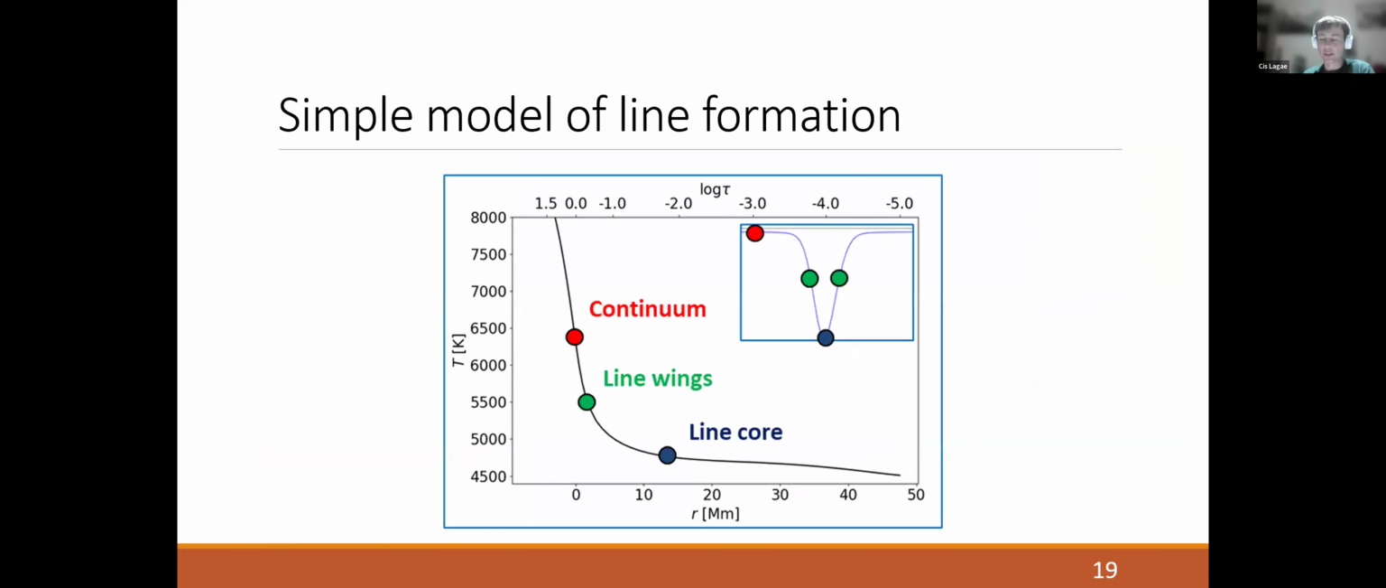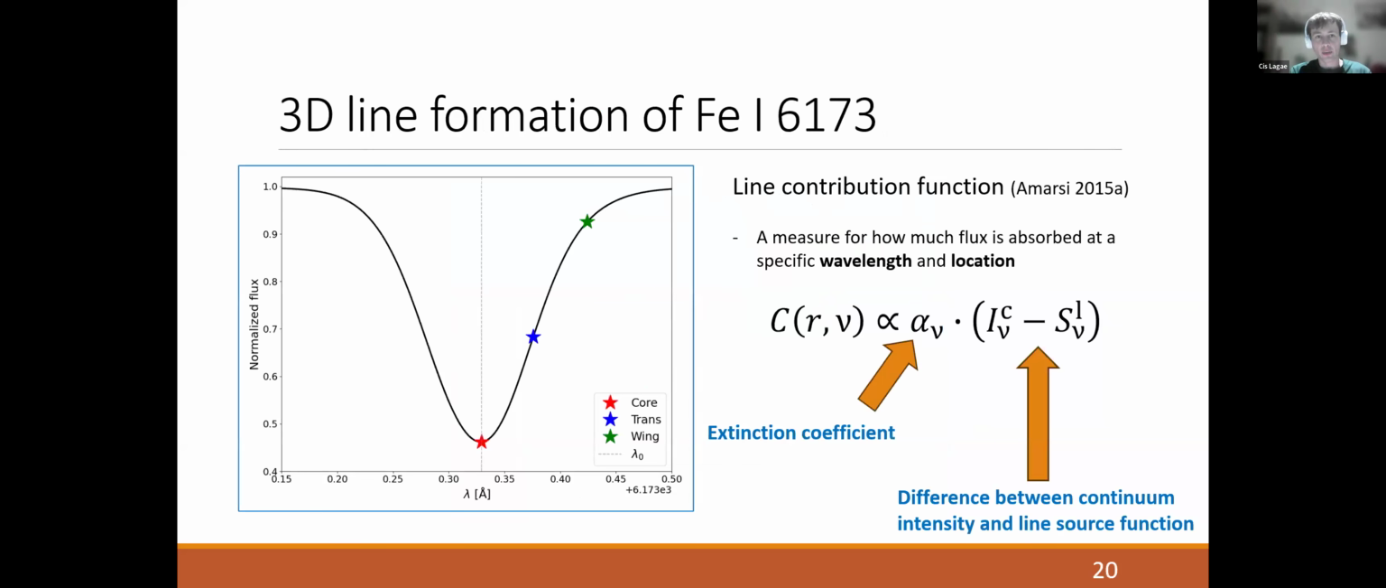Let's start with a simple toy model. Something we all roughly know is that we have a spectral line, with the continuum, the wings and the core. We know that the continuum forms deeper down at hotter layers, and when we go into the line towards the core, we're looking at higher and cooler layers. This is essentially the reason why we have an absorption line, not an emission line: the temperature decreases with height in the stellar atmosphere. It's a simple model because the flux at a single wavelength doesn't come from a single point. We'll try to visualize this.